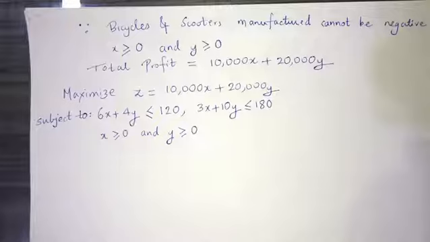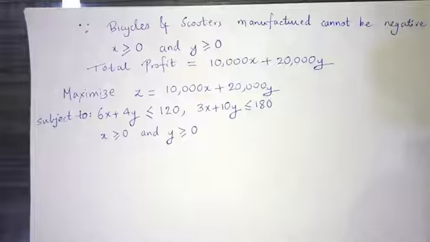Okay, so we are going to maximize z is 10,000 x plus 20,000 y, subject to the constraints 6x plus 4y less than or equal to 120, 3x plus 10y less than or equal to 180, x greater than or equal to 0, y greater than or equal to 0. Sometimes the question is asked only till here. This is a step where, if the question is to formulate an LPP, a linear programming problem, this is the solution for that.